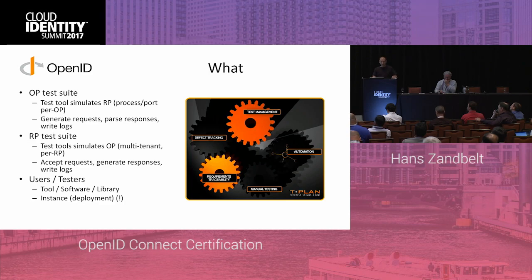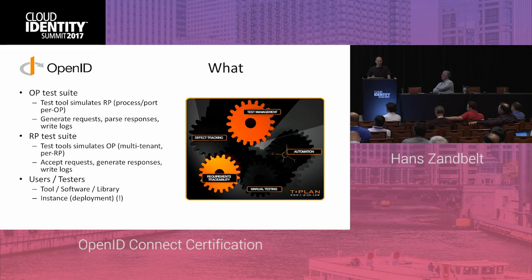So what are we doing? As a team, we developed the OP test suite, and what it does is actually it simulates an RP, right? So this RP will actually start firing off requests to your OpenID Connect provider, and it expects a certain response back to it, and it will see if that response is the right response.